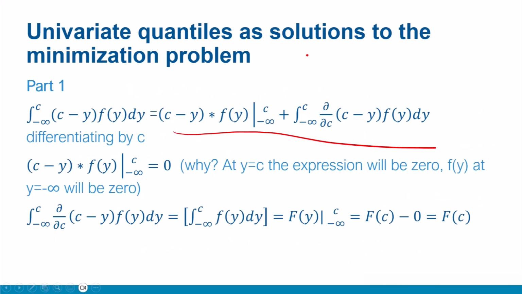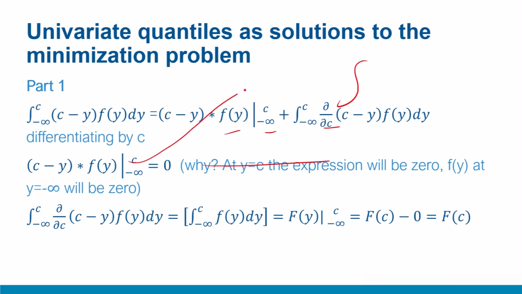Let's examine this. That's why I did not move forward. I wanted to examine this in more detail. So let's look at the first term. When y equals c, the upper limit, this becomes 0, right? And recall this fy is nothing but the probability density function. So at y equal to minus infinity, this function will again take a value of 0. At minus infinity, a probability density function would behave something like this. So at extreme infinity, it will be 0. So this term is fully eliminated.